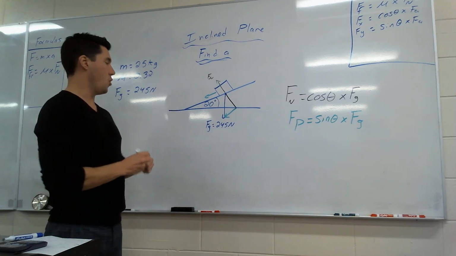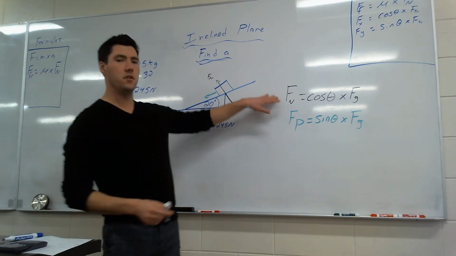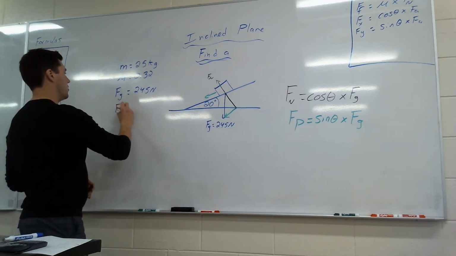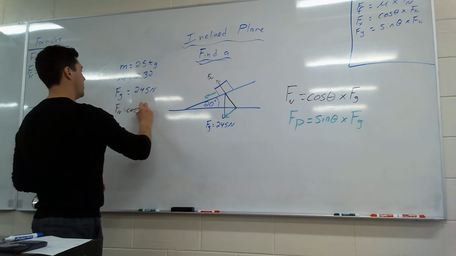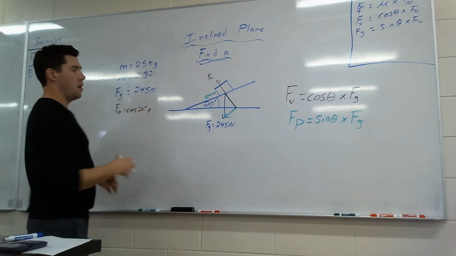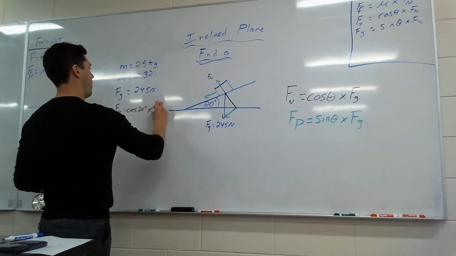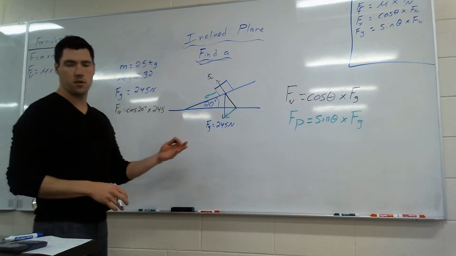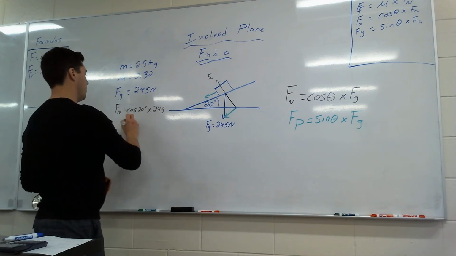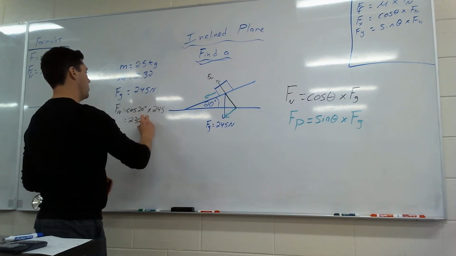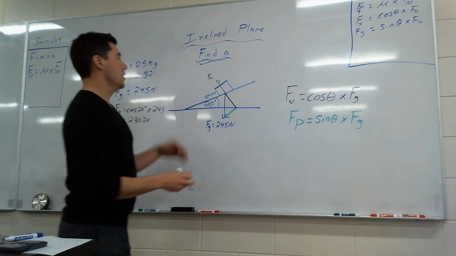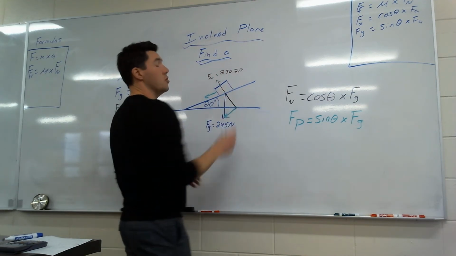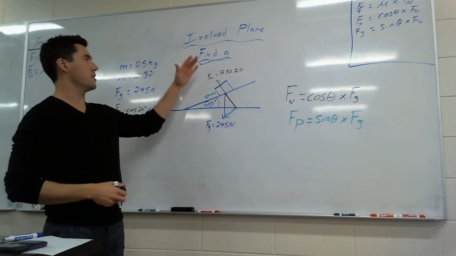So let's find force normal first. I've left the little formulas up here from last little video. Force normal is going to be cos of 20 degrees times our force of gravity, times 245. So when I go cos of 20 times 245, I get an answer of 230.2 newtons. So the board is now pushing back with 230.2 newtons of force on this actual thing to keep it up.